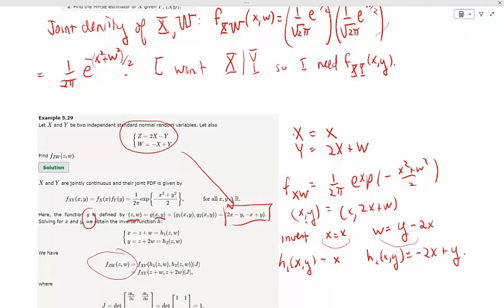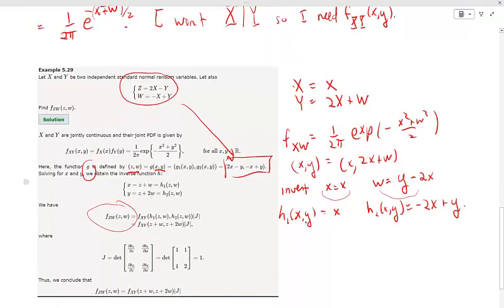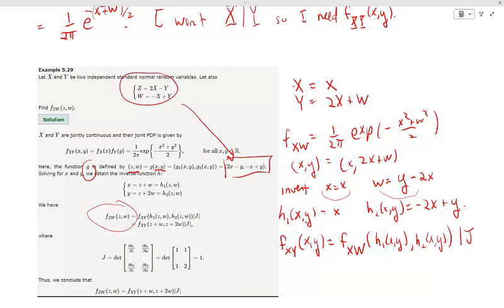All right. Now I need to compute this Jacobian determinant. Well, what I do need here is this f of zw is equal to, so let's just write this down. Now, in my case, I want f of xy. And that's going to be fxy of x and y is equal to, now here I have fxw. I'm just changing the variables around. And then this is h1 of xy and h2 of xy times this Jacobian determinant, j.